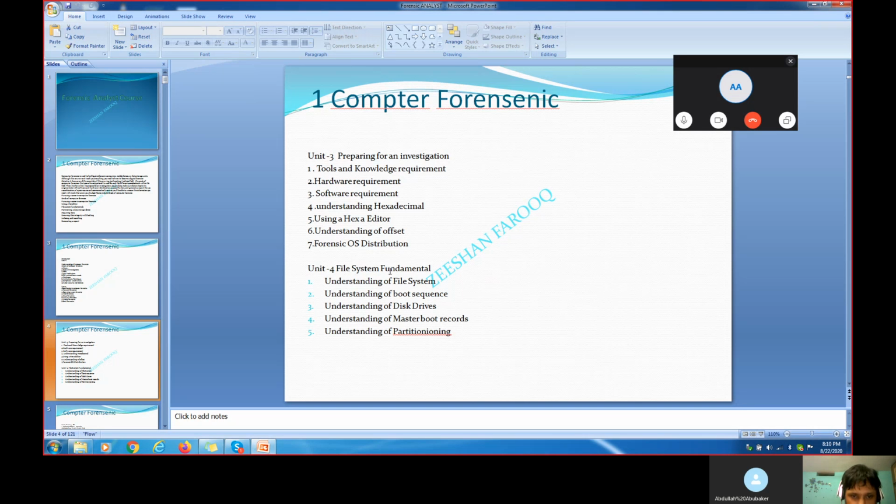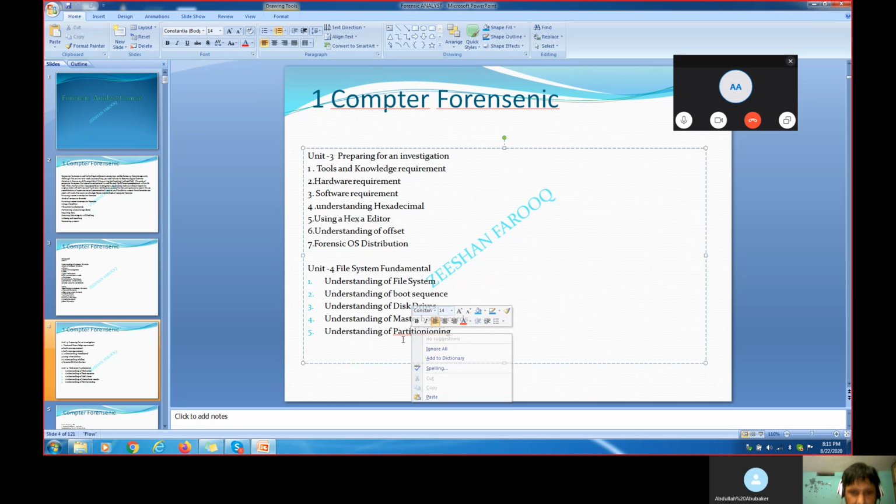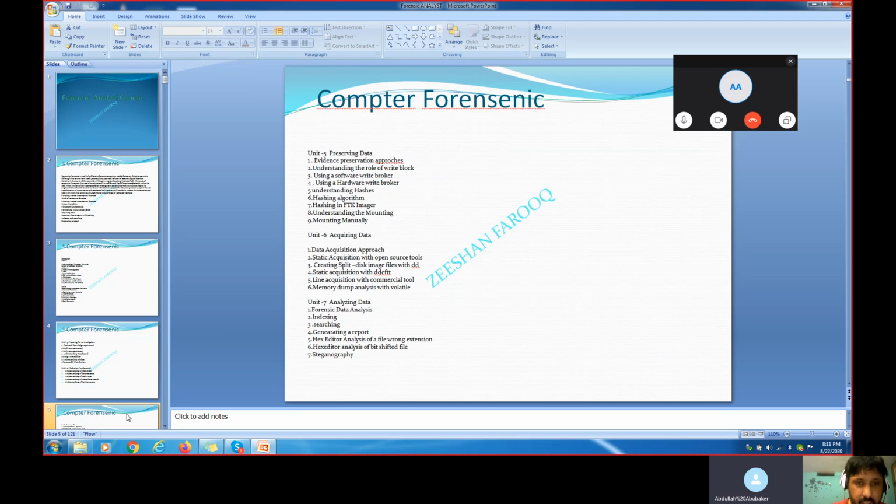And number four, we'll discuss the file system fundamentals. File system means, we have C drive, D drive, right? How do we understand this? The boot sequence, disk drive, master boot record, and partitioning. Let me correct that here, partitioning. How do we partition the disk?